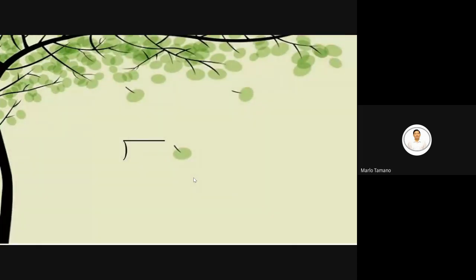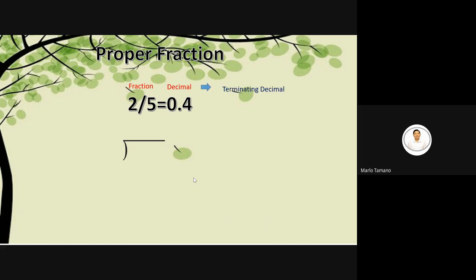Now, for a sample we have here, the division house. A sample of a proper fraction, changing this fraction to a decimal. The numerator, which is 2, should be written inside of the division house. So we have 2 divided by 5. So 2 divided by 5 is 0. So isulat ninyo yung 0 sa itaas.